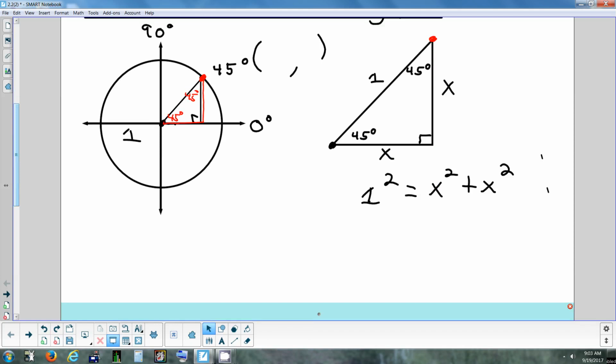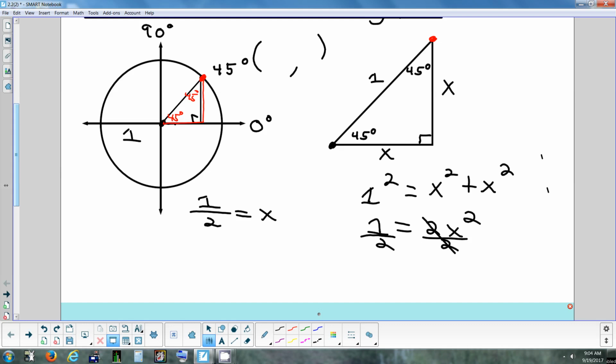Now, Connor, if I combine my like terms, how many x squareds do I have? 2. So I've got 1 squared, which is 1, equals 2x squared. All right. How about Emily? What would be my next step to continue getting x by itself? Yep, divide by 2. I'm just going to go over here because I'm kind of running out of space. So I get 1/2 equals x squared.